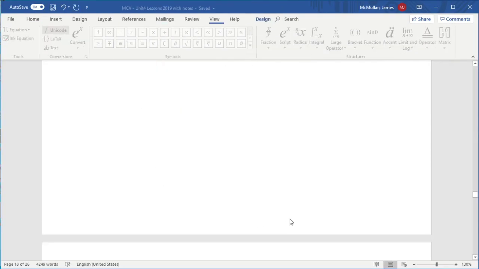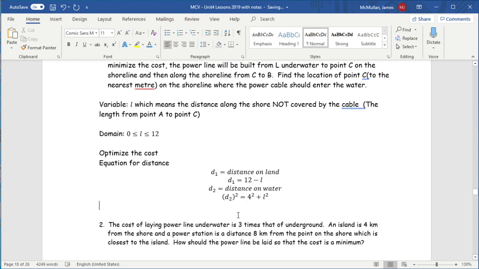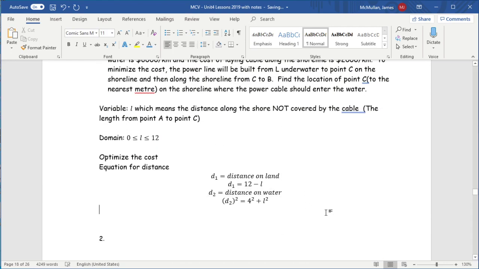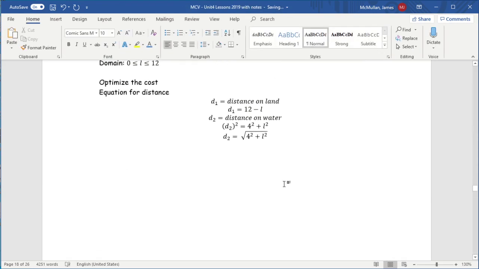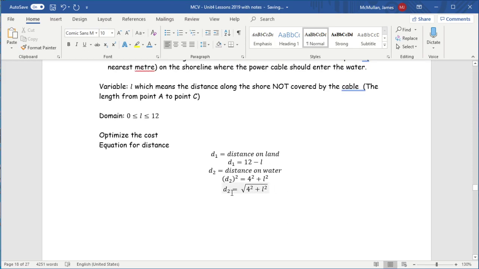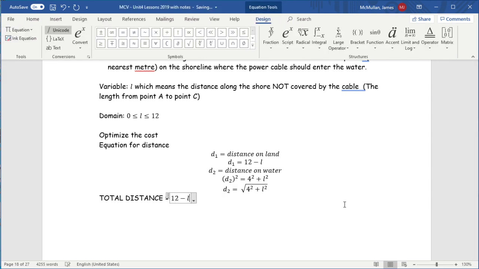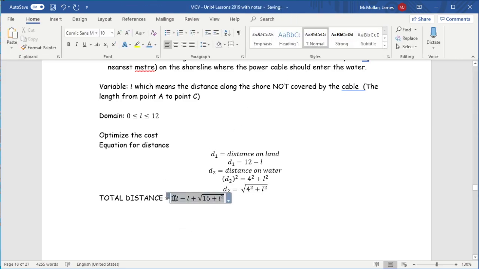Now, to isolate D2, we get the square root, and I'm only going to take the positive square root because, of course, D2 has to be a positive number. It can't be negative, so I'm not taking the negative square root. And it's equal to the square root of 4 squared plus L squared. Okay, so the total distance is equal to 12 minus L plus the square root of 16 plus L squared. Okay, that's going to be my equation for the distance.